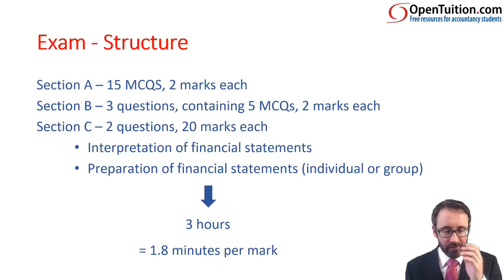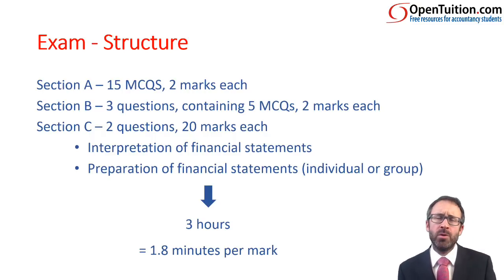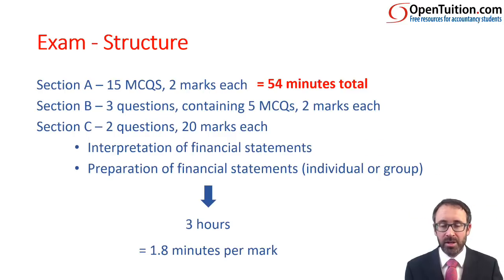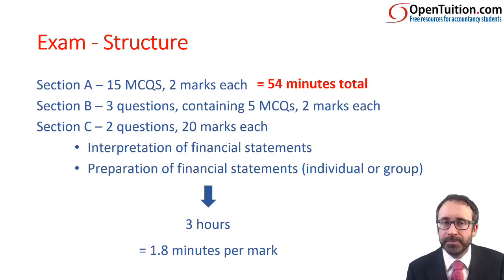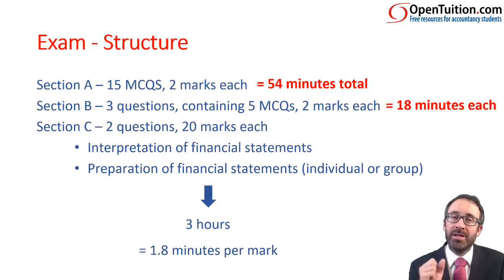So Section A, 15 multiple choice questions, 2 marks each, that's 30 marks, times by 1.8 is 54 minutes in total. No more. As soon as you get to 54 minutes, move on. Section B, 3 questions, each one has 5 MCQs worth 2 marks, so that's 10 marks for each of those Section B questions, 18 minutes each.